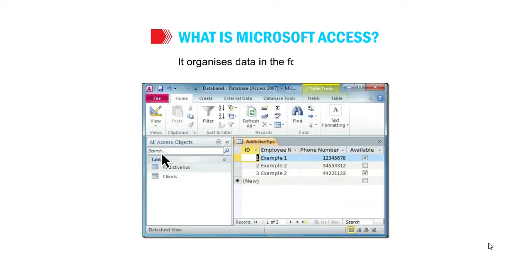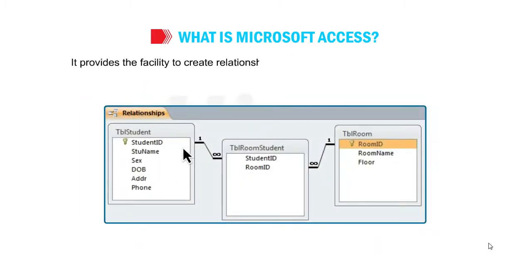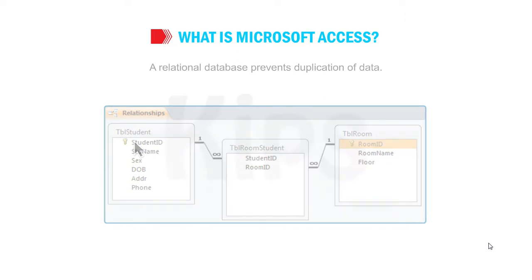It organizes data in the form of tables. It provides a facility to create relationship between these tables by using common fields. A relational database prevents duplication of data.